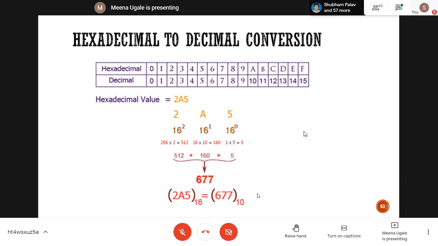Note down this one example, 2A5. 16 raised to 0, 1, 2, 3, 4 onwards, you will be multiplying it. Add it and finally you will get the answer. One more example I will show you.